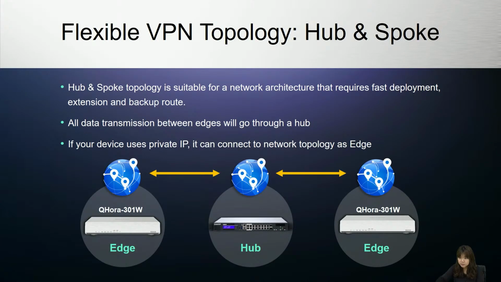Another flexible VPN topology is hub and spoke. This topology is suitable for network architecture that requires fast deployment or for extension or backup. If you don't have a public IP, you only have private IP, you can set your QHora to be a spoke in the topology. So all the data transfer will go through a hub.